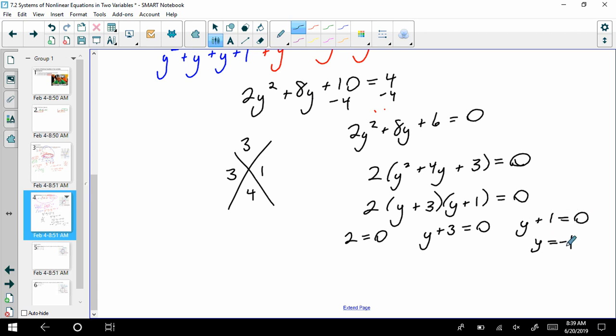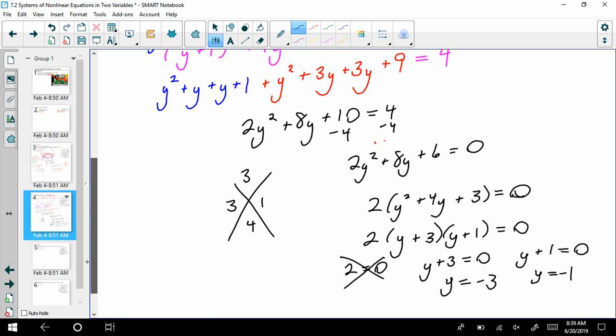So I get -1. I get -3. Now this first chunk where I set 2 equal to 0, there are no variables there, and that doesn't make sense. So that's garbage. That doesn't give me anything. Okay, so remember, I want your answers as ordered pairs.